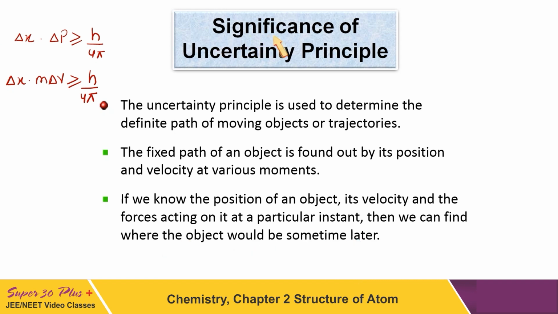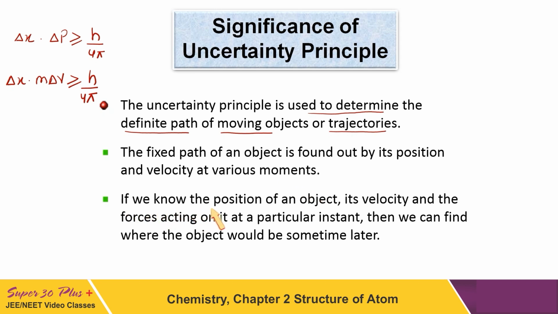Now what is the significance of this principle? This uncertainty principle, students, is used to determine the definite path, or trajectories, of a moving object. If you want to know the trajectory or path of a moving object, we use the uncertainty principle. The fixed path of an object is found out by its position and also its velocity at various moments.